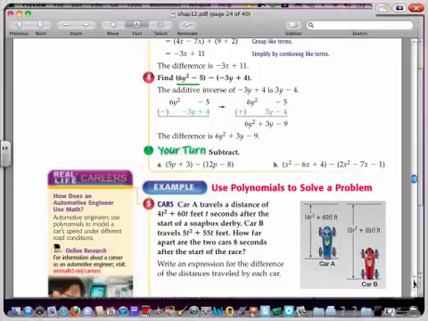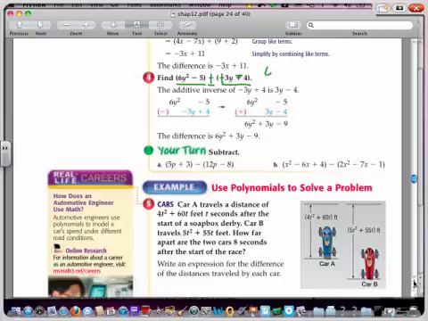Okay, so find the next one. 6y squared minus 5 minus negative 3y plus 4. Let's do additive inverse. So instead of subtracting, I'm now going to add. This is going to be positive, this is going to be negative. That's all I'm doing. I just changed those signs. Got to change all of them.